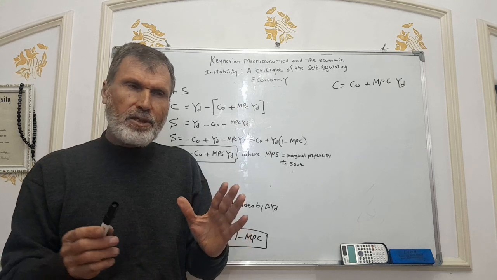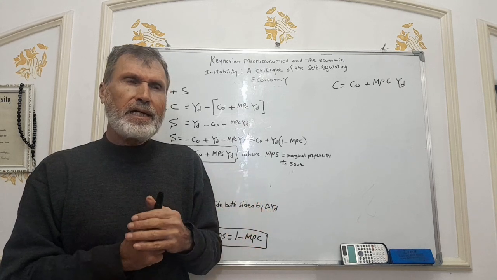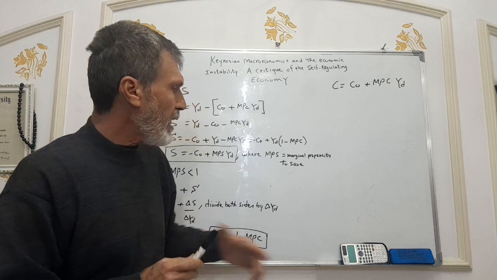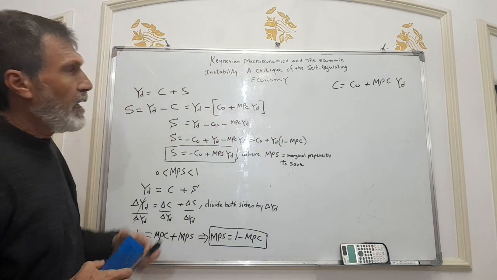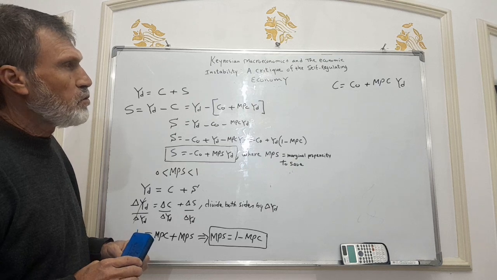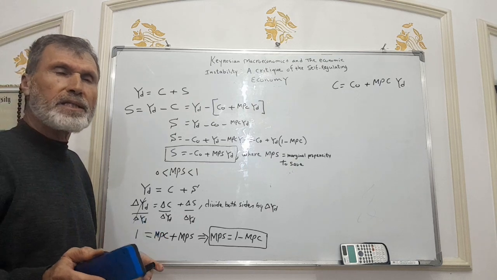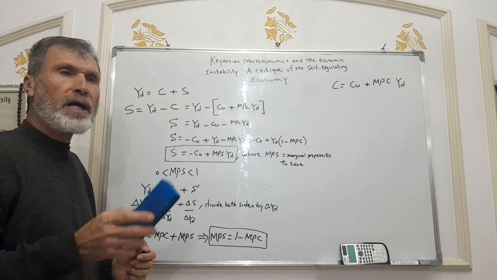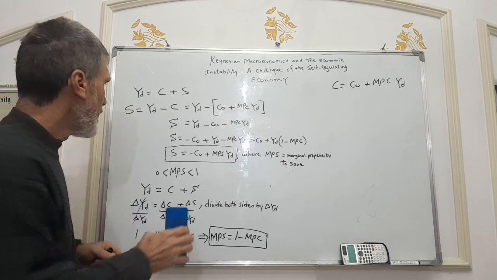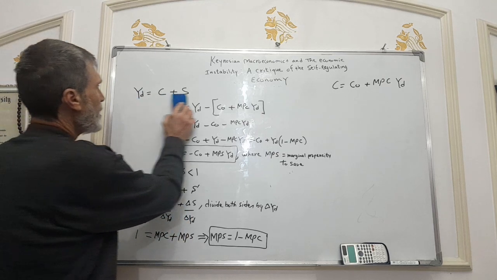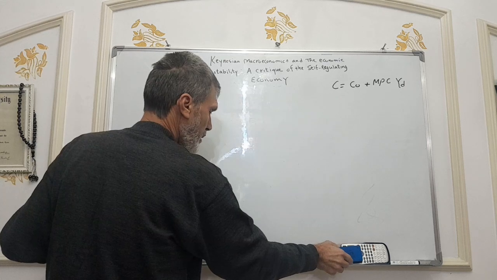So let's discuss that in some example to see exactly how Keynes looked at this fact in order to prove his case that total spending will increase by more than the increase in autonomous spending. Let me erase over here and discuss that.